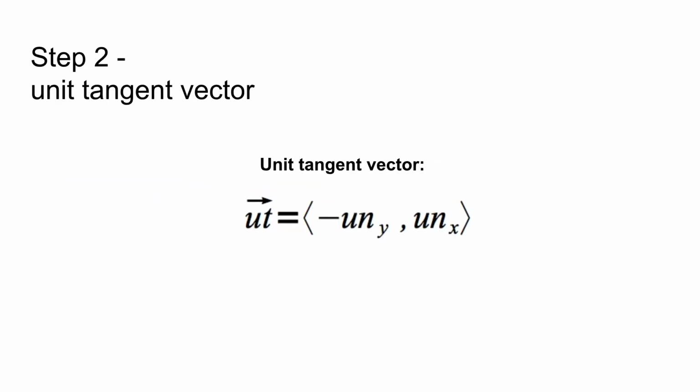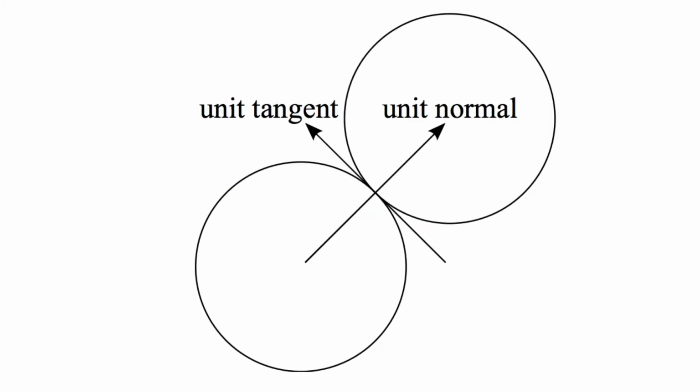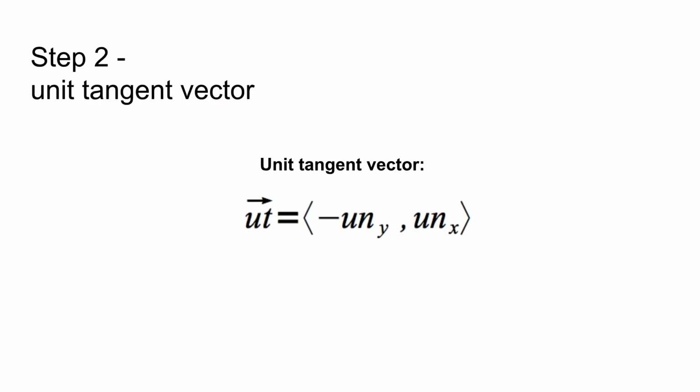Step 2, finding the unit tangent vector. Back to the drawing, you can see that the unit tangent vector is a vector that has a length of 1 and is tangent to the surfaces of the balls at the point of the collision. We can find it by using our unit normal vector that we already found. We just take the x value to be minus un dot y, and the y value of the unit tangent vector to be un dot x.